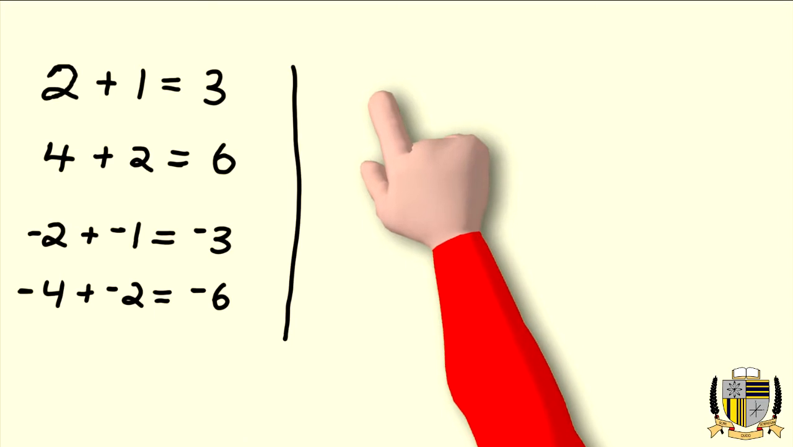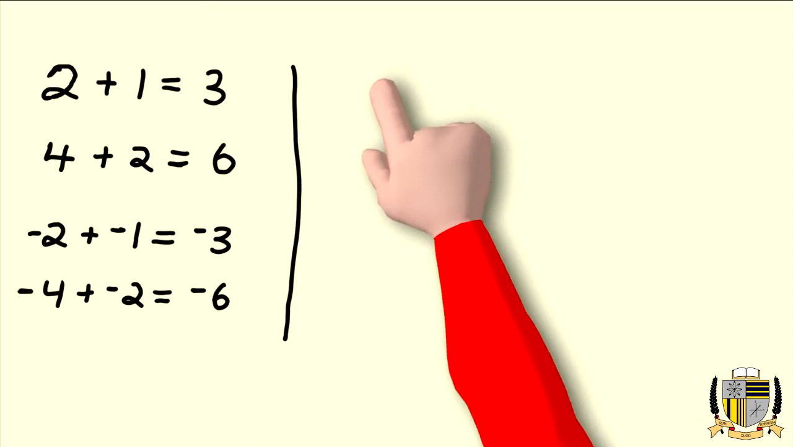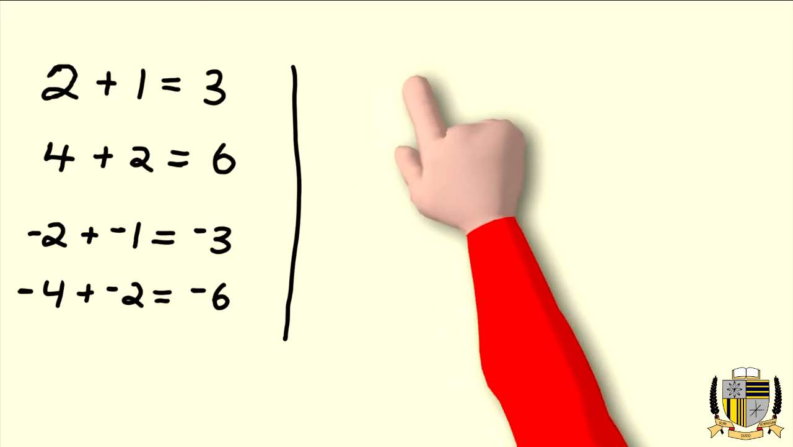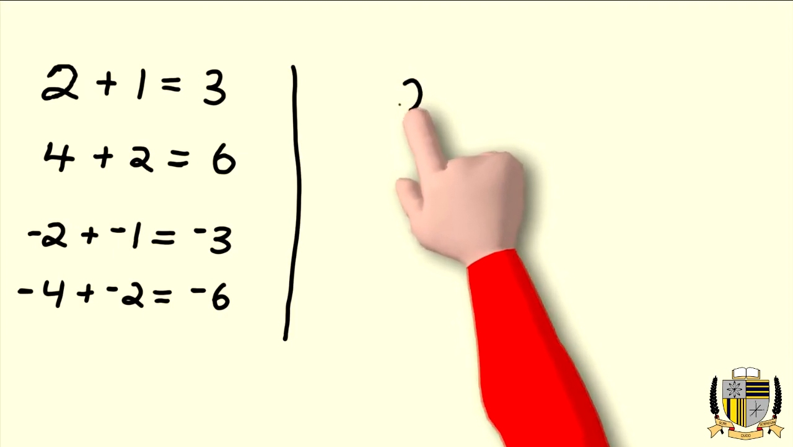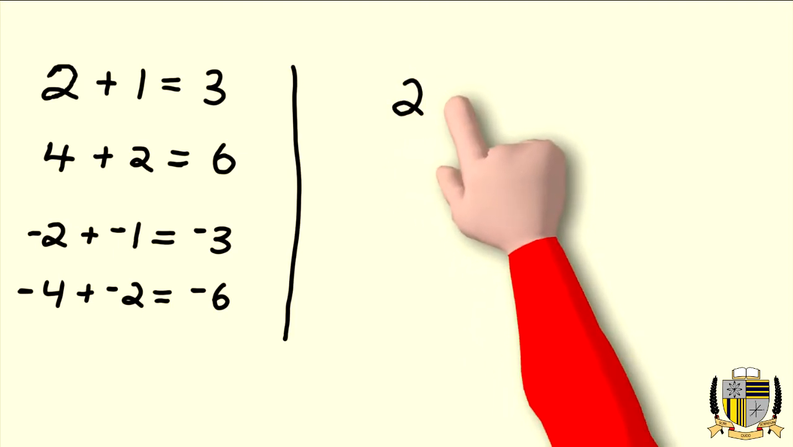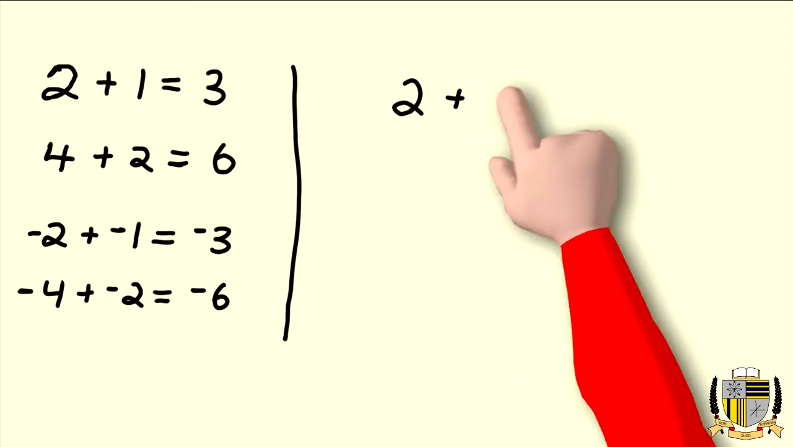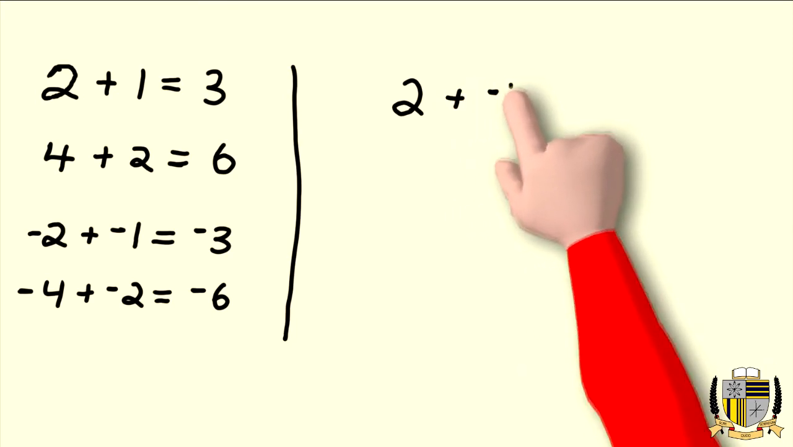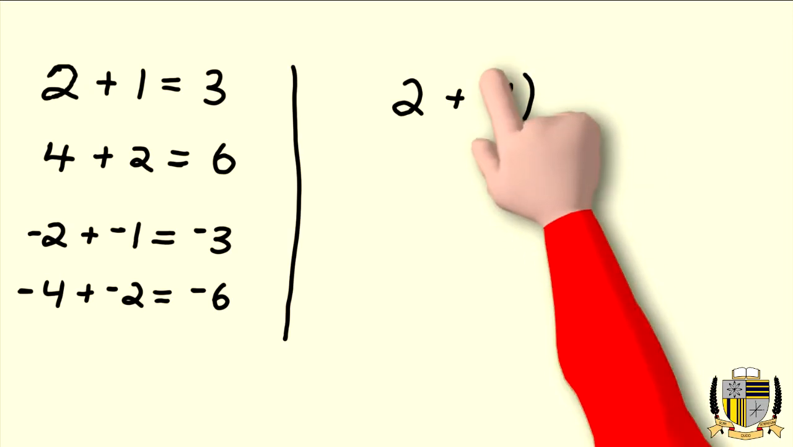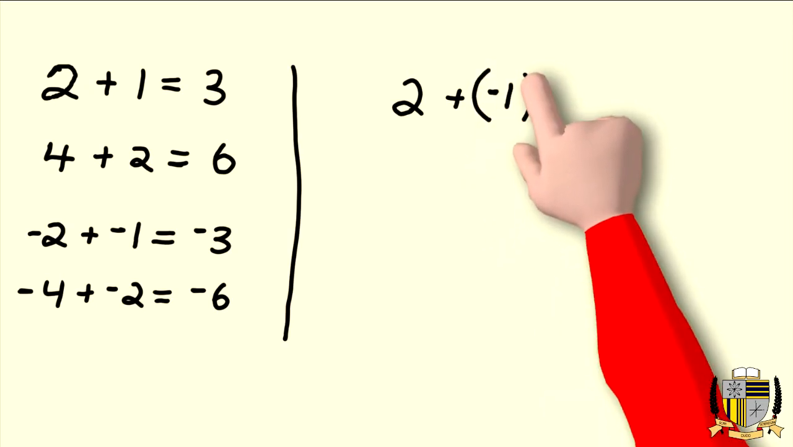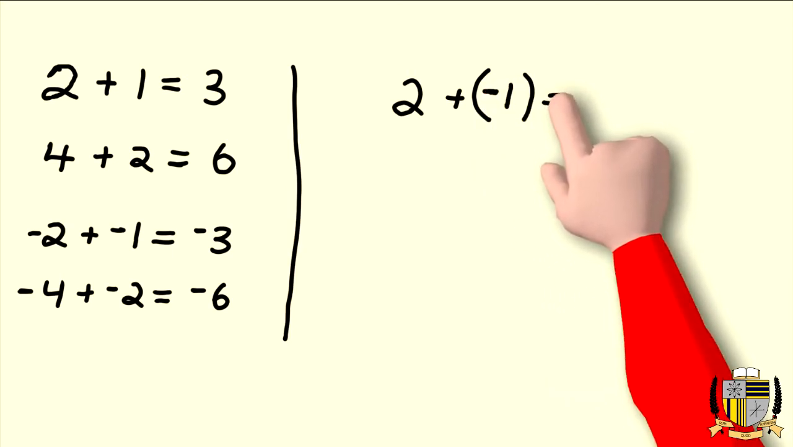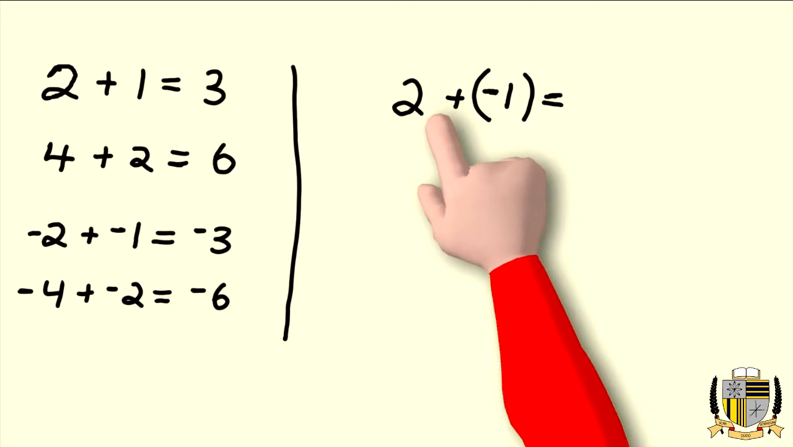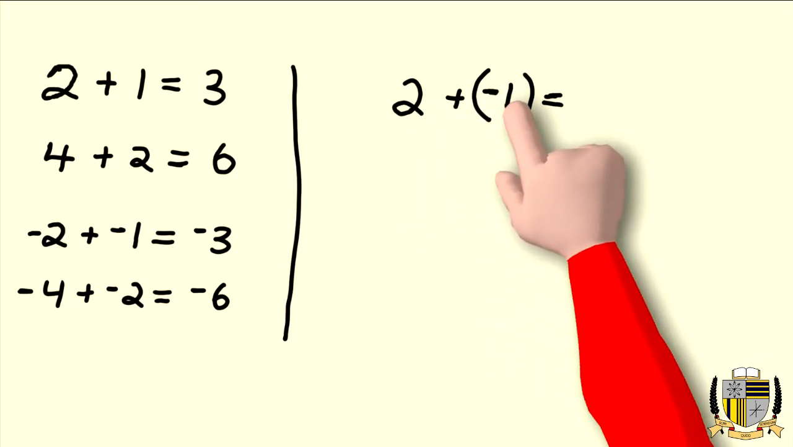On this side, we're going to have different signs, opposite signs, or the signs aren't the same. So I'm going to use the same numbers again. So we have a 2 plus a negative 1. Now I'll put parentheses around it just to isolate it, so people won't get confused. So now we have a 2 plus a negative 1.